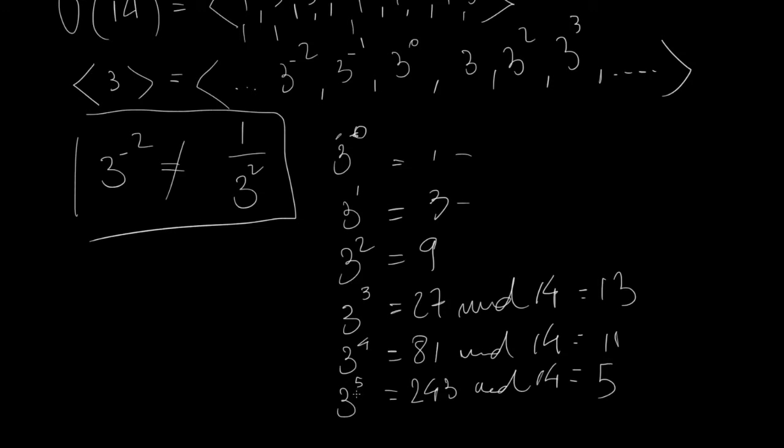Now, why don't we have to raise 3 to the 6th power? Note that 3 to the 6th power will be 3 times 3 to the 5th power, which we already know is 5. So it's going to be 15, which is congruent to 1 mod 14. We already have 1. So all the other combinations of this will be redundant.